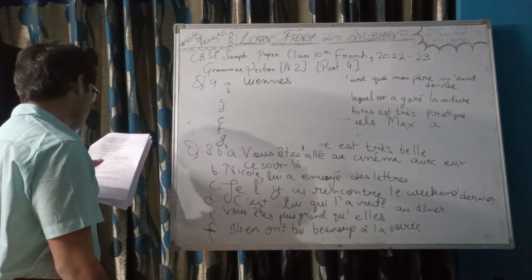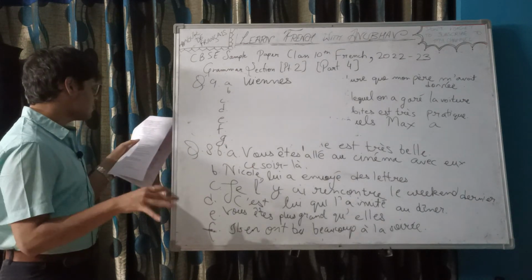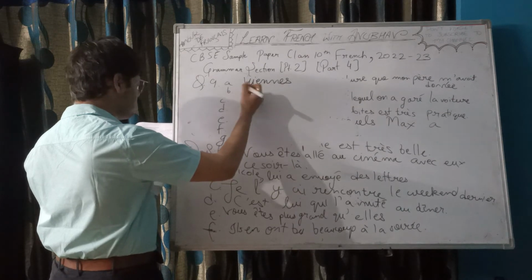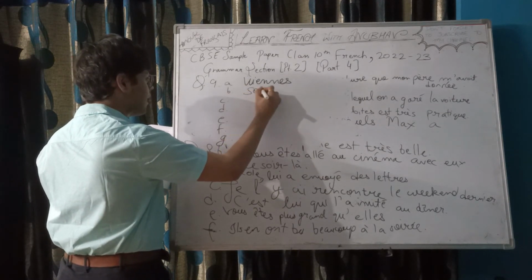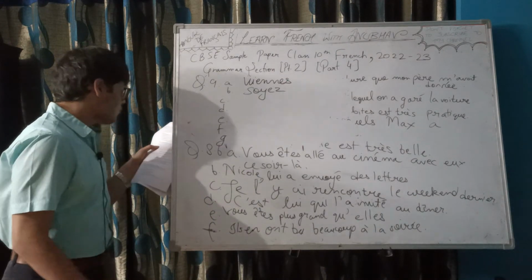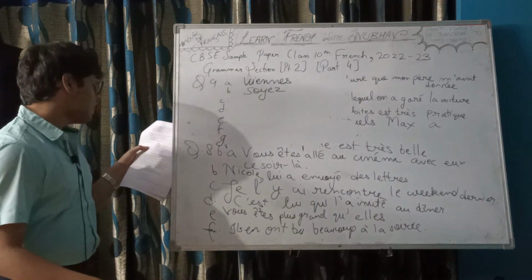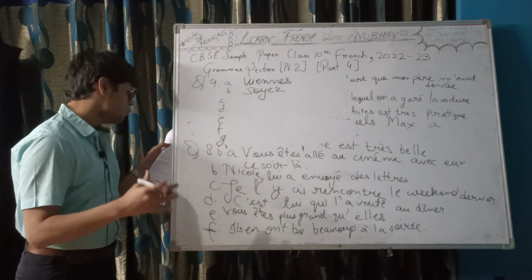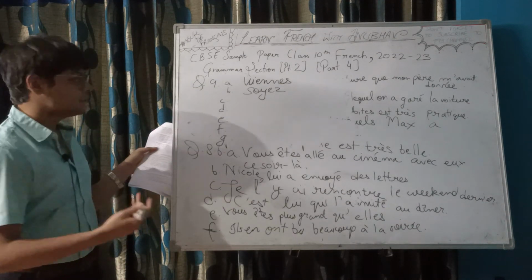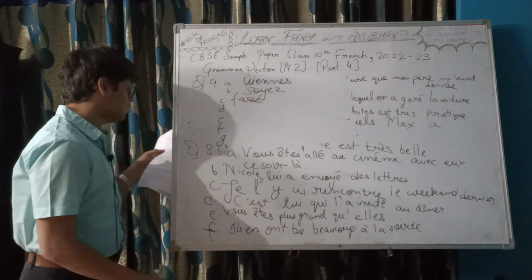Il faut que vous soyez calmes. Être is an exception, so S-O-Y-E-Z, soyez. It is a must that you be calm. Part C, we have faire, again an exception. Faire means to do. J'aimerais bien que vous fassiez plus d'efforts, that you put in more effort. So, fasse, with il, third person singular. This is the conjugation.